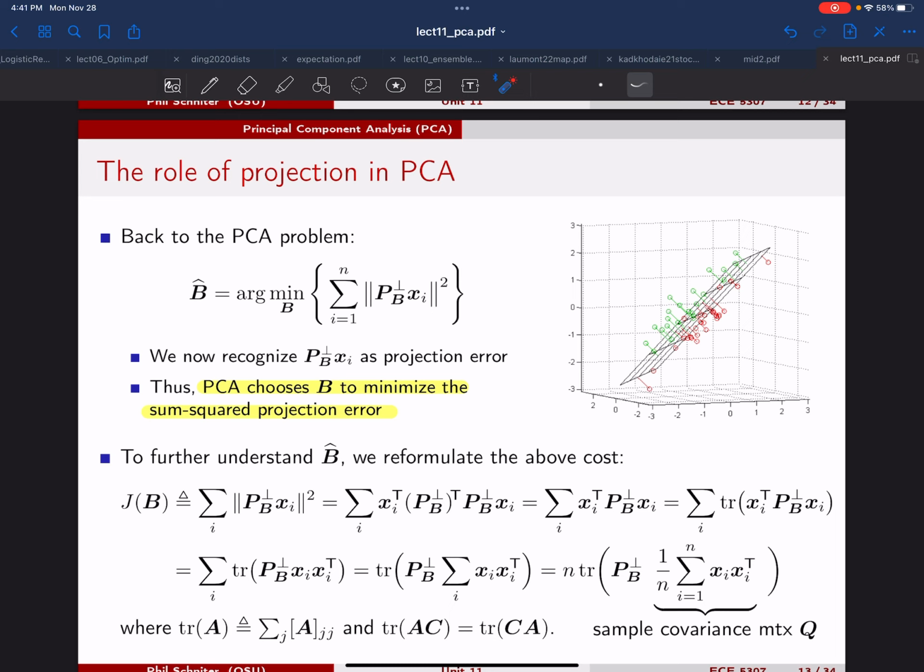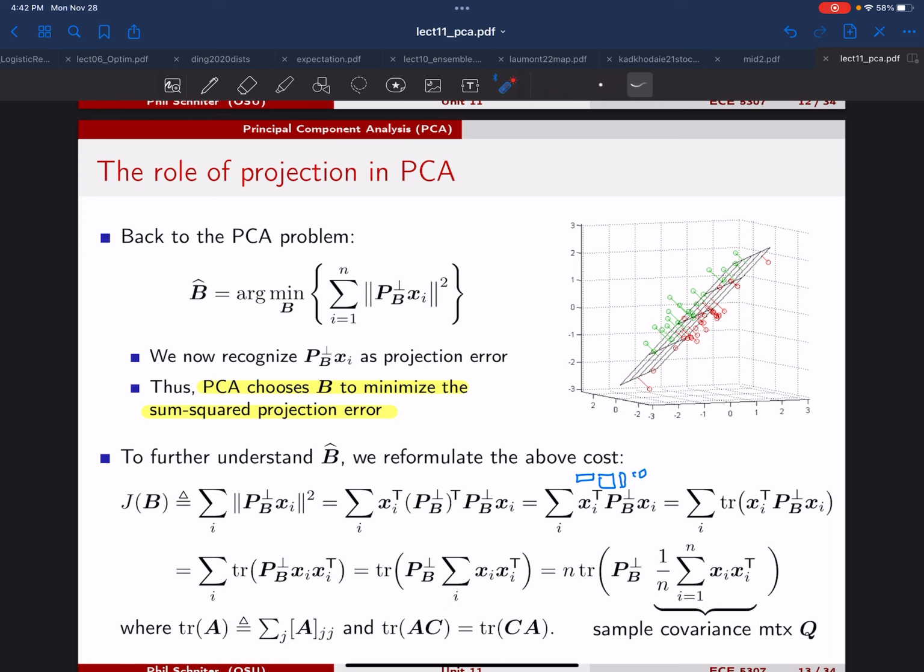The next step is we realize that if PB perp is a projection matrix, this transpose doesn't do anything, because it's a symmetric matrix, so you can imagine getting rid of the transpose. At which point you have PB perp squared, but since it's an orthogonal projection matrix, we know that PB perp squared is the same as PB perp, so we've simplified things a little bit. Next, we realize that this is a scalar quantity, because we have a row vector times a matrix times a column vector.